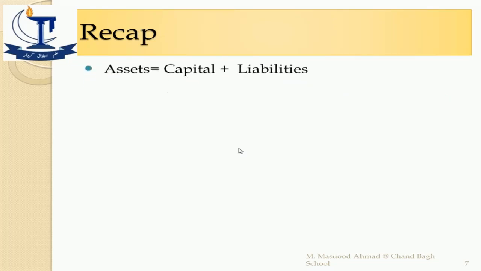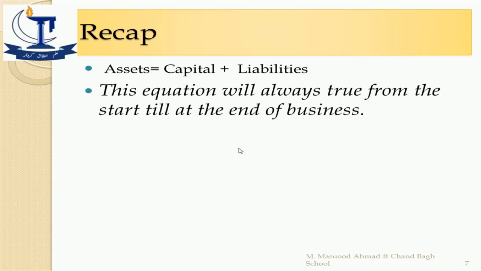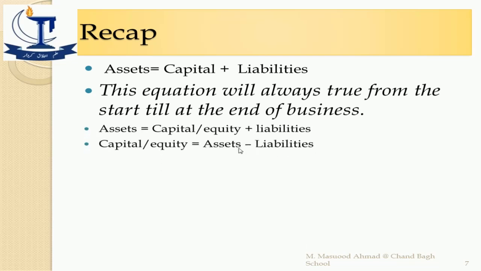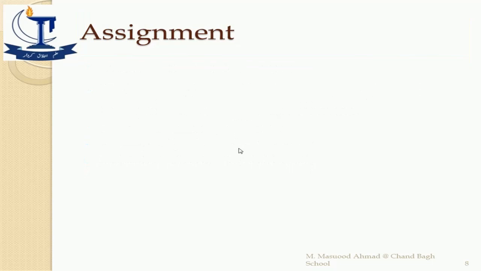So let's recap. Assets are equal to capital plus liability. You just have to memorize this. It's very simple, it's very easy, and this equation will always be true from start till end. And if the two sides are not equal, it means you have made some mistake, so you have to think over it. Assets are equal to capital plus liabilities, or capital is equal to assets minus liabilities, and liabilities are equal to assets minus equity.